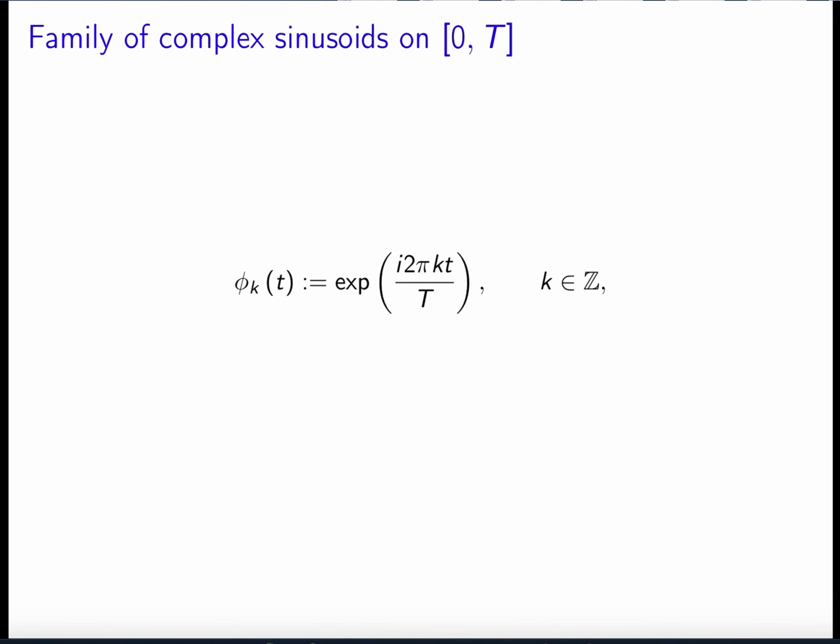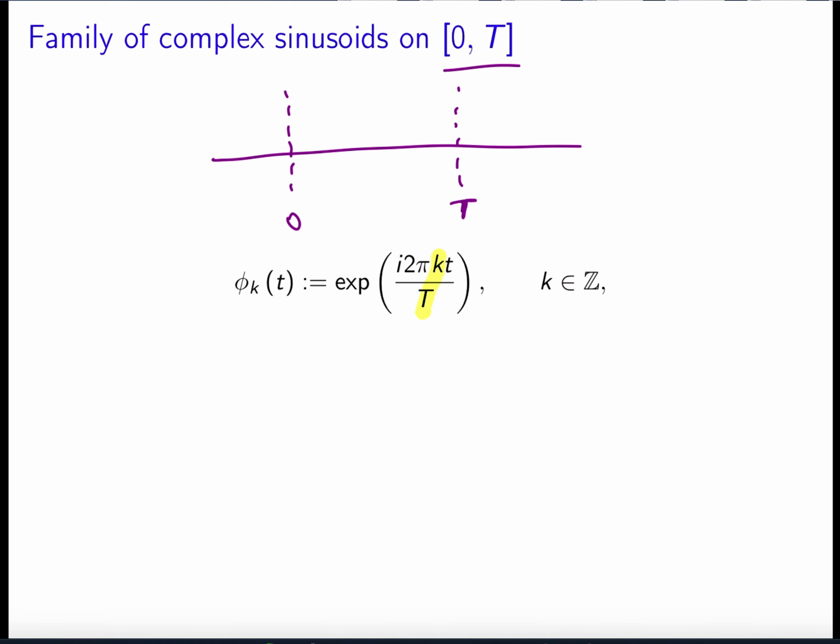So now let's be a bit more concrete about the family of complex sinusoids that we're going to consider. We're going to be interested in a certain interval of length T. Let's say that it starts at 0, so from 0 to T. And now we want to consider sinusoids that live in that space. So what we do is we consider sinusoids that have frequencies equal to k over T.